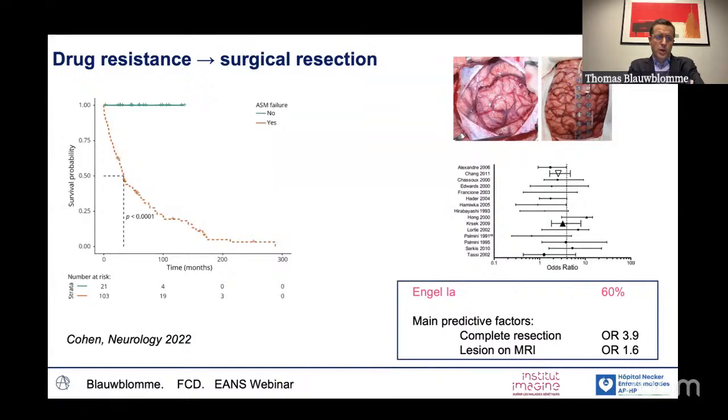So talking about strategies, all these focal cortical dysplasia lead to drug resistance. This is really a hallmark of malformation of cortical development. Generally, during 1 year after diagnosis, drugs will fail. So surgery is clearly indicated in this patient, but as you can see, overall follow-up at 5 years is only around 60% of patients who will be seizure-free, with predictive factor being complete resection and the presence of a lesion on the MRI.